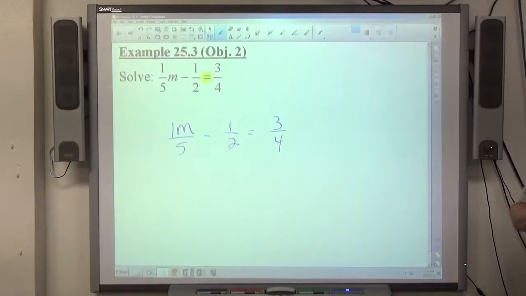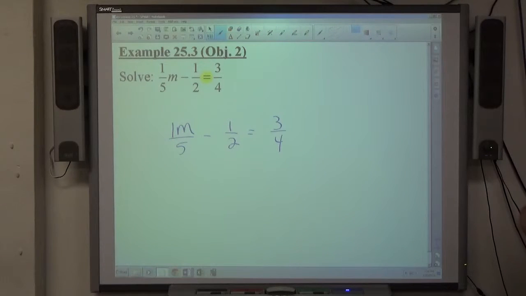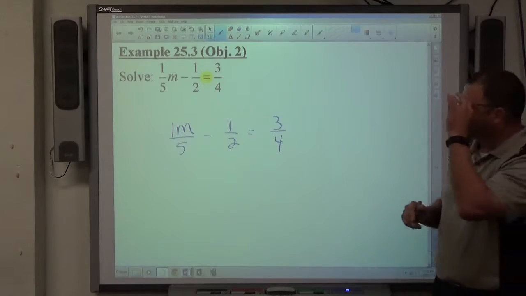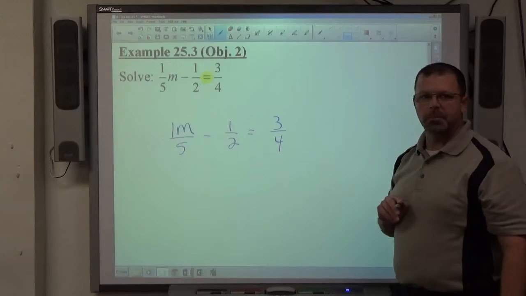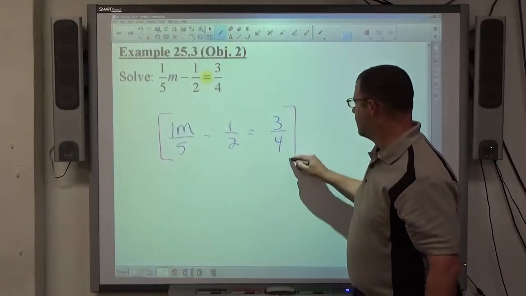Okay, the way this works is if I was to add or subtract, I'd have to get a common denominator, right? What's the common denominator of 5, 2, and 4? 20 is the least common denominator. I would have also gone with 40, 60, 80. Any multiple of 20 also works. But 20 is the least common denominator. That's the magic number. Okay, I'm going to multiply the entire equation times 20.